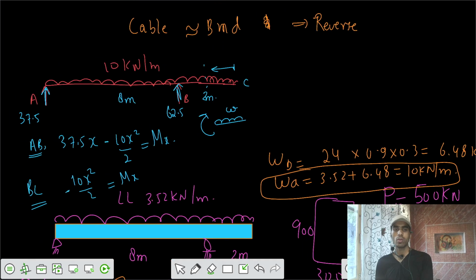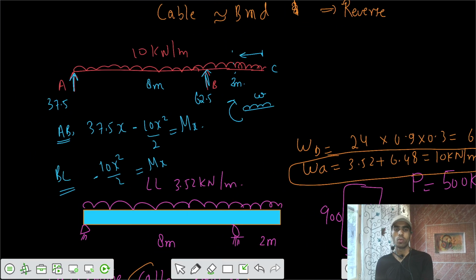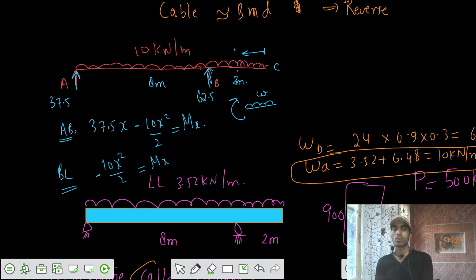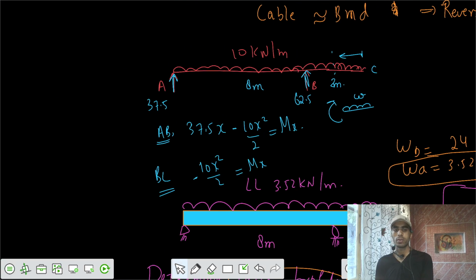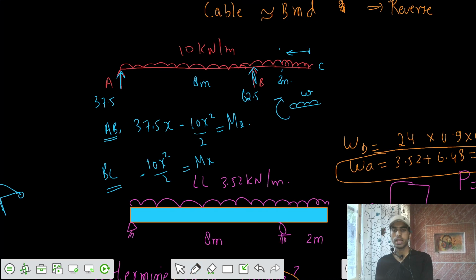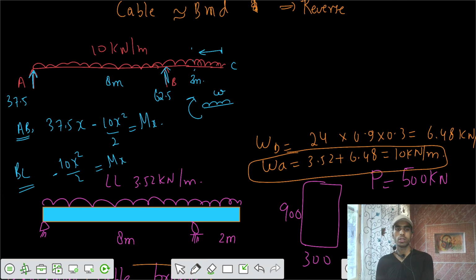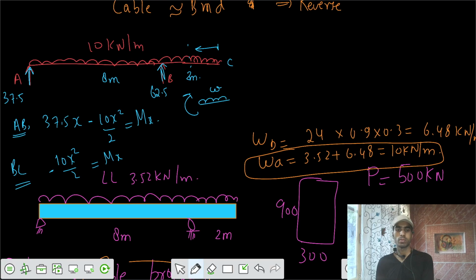Now I need to find where the moment is maximum. At what location is the moment maximum? If this were a simply supported beam, I would say the moment is maximum at midspan. Now for this overhang case, I have to find the location for maximum moment. For that I have to maximize the function of moment.